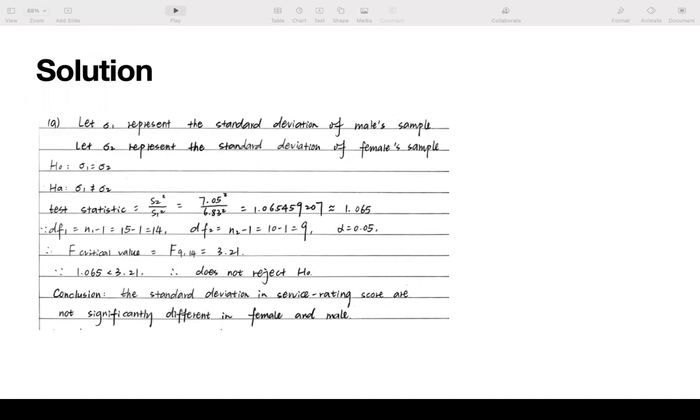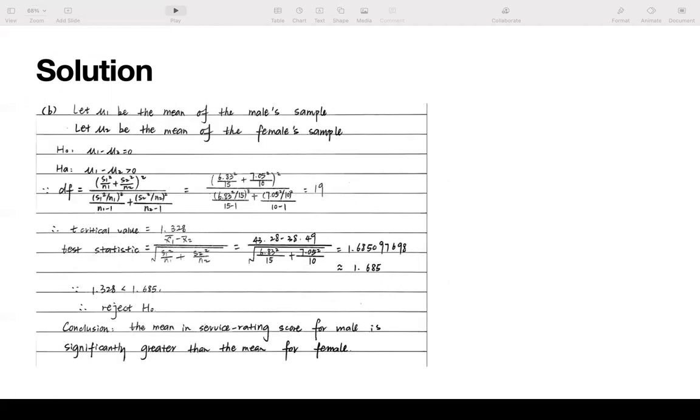And since the degrees of freedom of the numerator is 14 and for the denominator is 9, and the alpha level is equal to 0.05, we have the F critical value equal to 3.21. Since our test statistic is smaller than the critical value of F, we do not reject the null, and we can conclude that the standard deviations in service rating score are not significantly different in female and male.